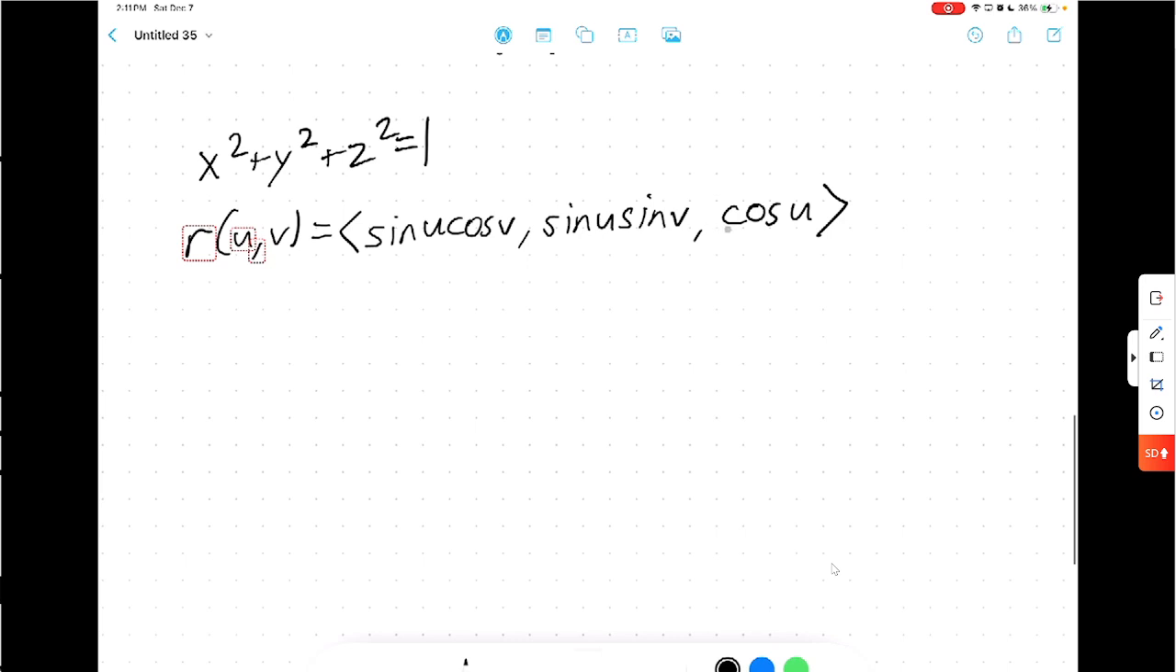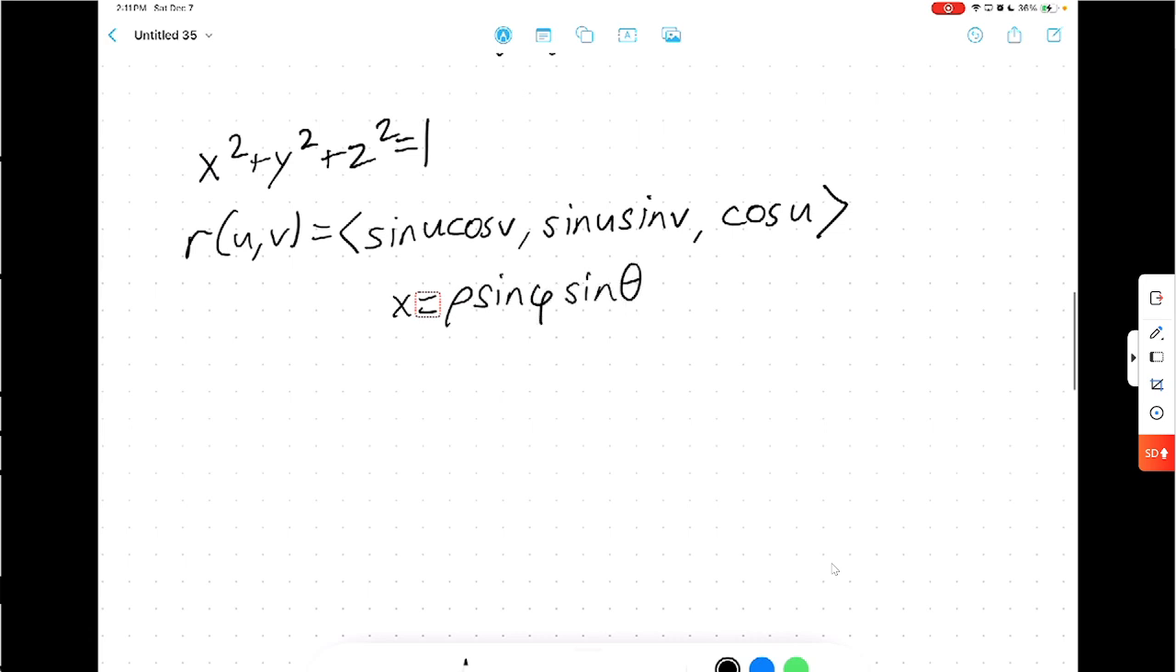If you don't know where I got these, I essentially took them from spherical that I'm writing out right now. x equals rho sine phi cosine theta, y equals rho sine phi sine theta, and z is equal to rho cosine phi. And then I just set rho equal to 1 because we have a 1 on the right side. And then I renamed phi to be u and theta to be v.